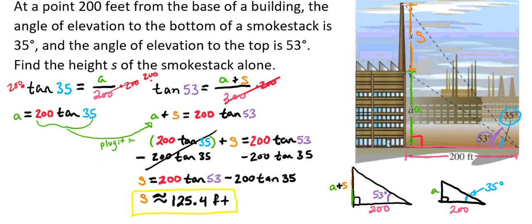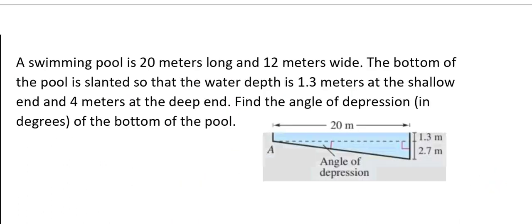Let's do one more example. In this example, a swimming pool is 200 meters long and 12 meters wide. The bottom of the pool is slanted so that the water depth is 1.3 meters. So again, the water depth is 1.3 meters at the shallow end and 4 meters deep at the deep end. So we're going to find the angle of depression, or the angle in degrees at the bottom of the pool.